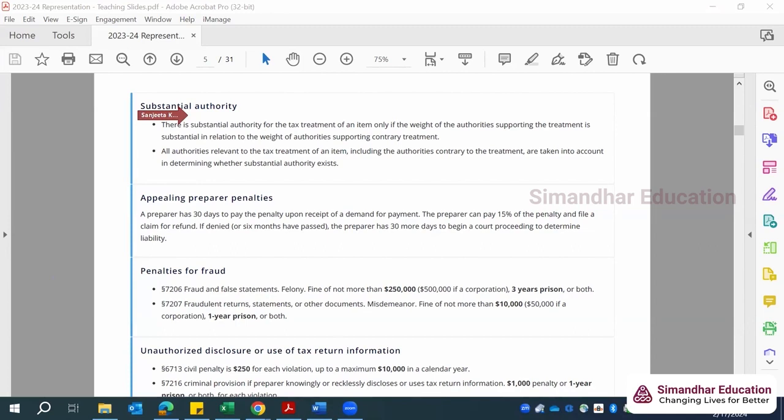For working professionals, the Enrolled Agent examination is not that tough. If you dedicate your weekends and study 8 to 10 hours over the weekend, it is a very easy subject to crack and get certified as an EA.